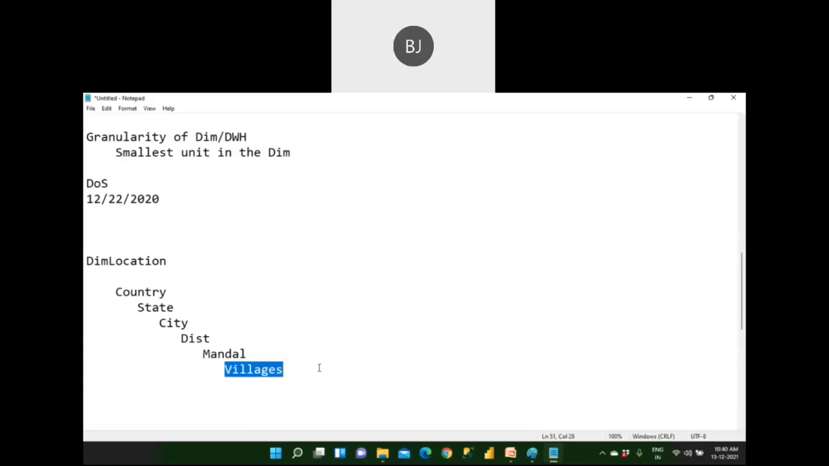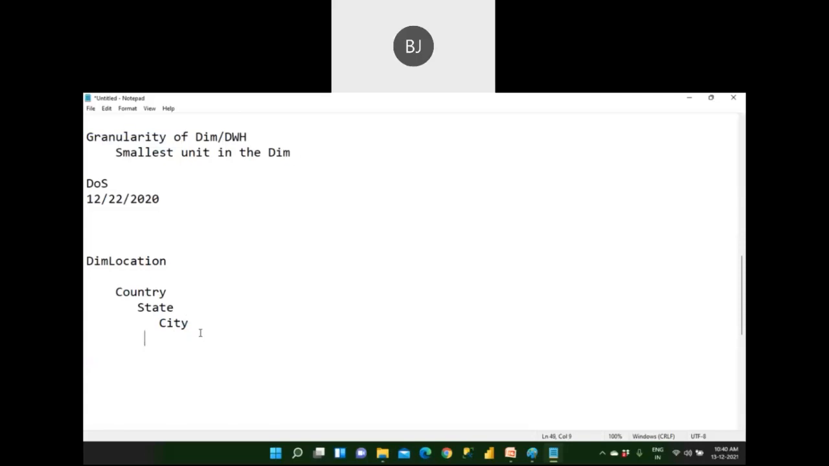The smallest unit is what is called the granularity. Maximum we are going to see the data at city level, but what is the smallest unit that you can analyze? That is the granularity. Granularity is the smallest unit. This is the dim location table.